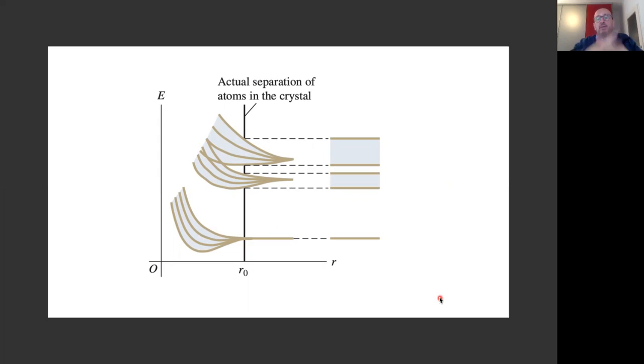So when I have them very separate, you can extend this line to infinity here, and you will have energy levels. Those energy levels are going to be the energy levels of an individual atom, because that atom in particular won't feel the presence of all the other atoms. It's almost like an isolated atom.